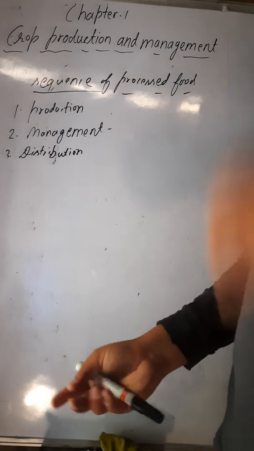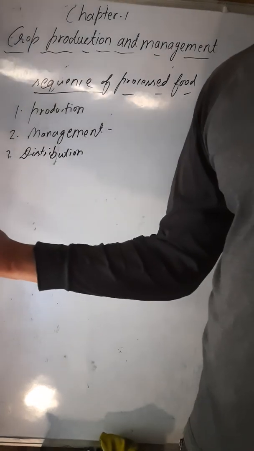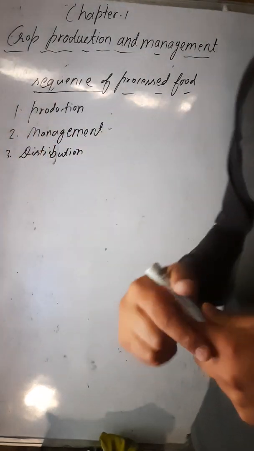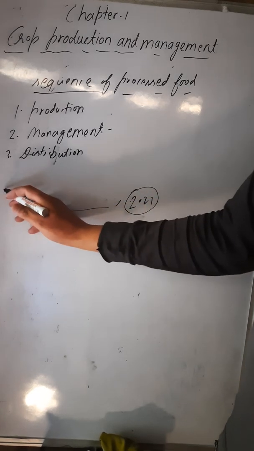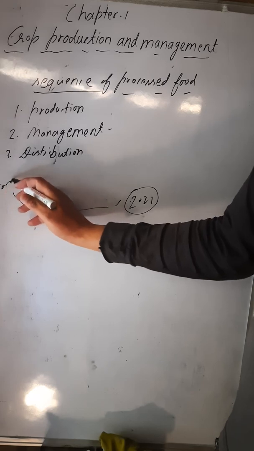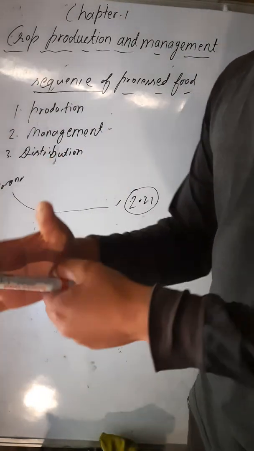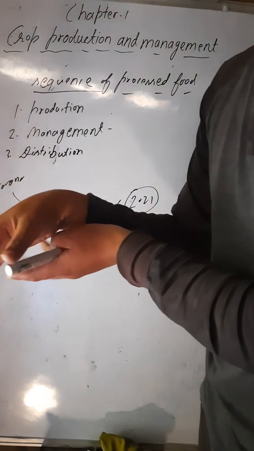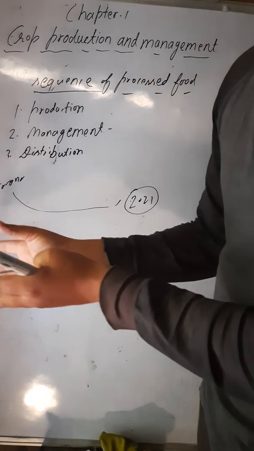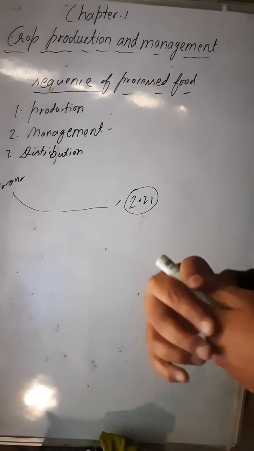Are you getting this? Very good. Now let me tell you one thing. Prior to 1000 BC, like now it is 2021, the people were nomadic. Nomadic means they were not settled at a place, like our ancestors, what we call the Adi Manav. They were wandering here and there.